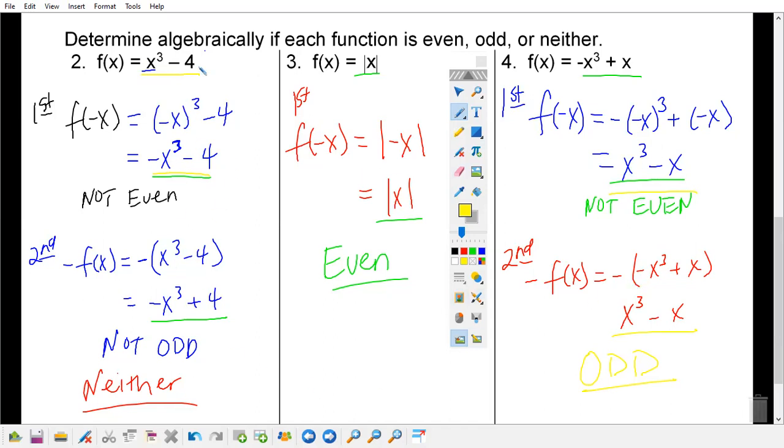So if neither one in either situation is equal, so if the original doesn't equal the negative x, then it's not even. If the negative x doesn't equal the negative f of x, then it's not odd, so it's neither. If the original and your negative x are equal, then you have an even. And if your negative x and your negative f of x are equal, then you have an odd. That is how it works algebraically.